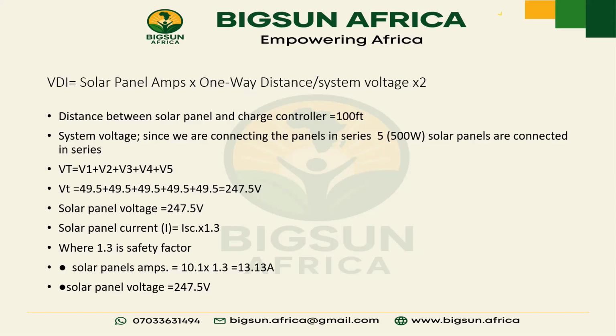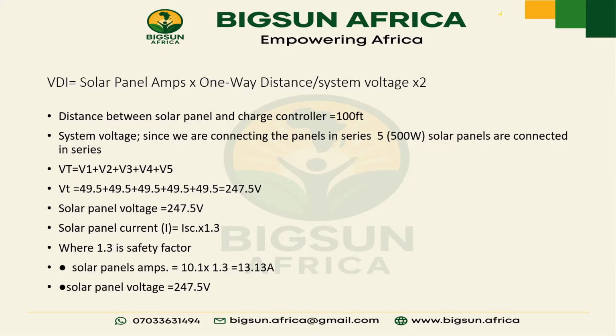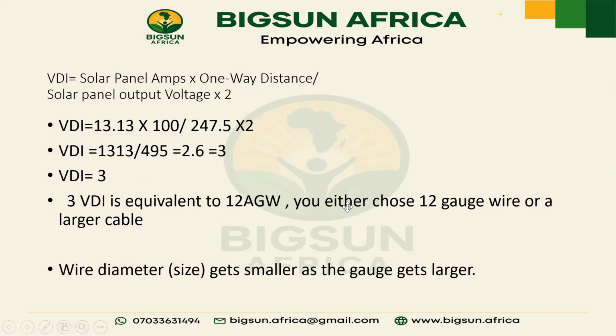Yes, still remember. Yeah, good. So, which means that solar panel current is going to be 13.13, and the voltage is going to be 247.5. So, apply the formula. Please, back slide, please. The previous slide. Okay, the ISC in this case is 10.1, times 1.3. Okay, it's fine. Thank you.